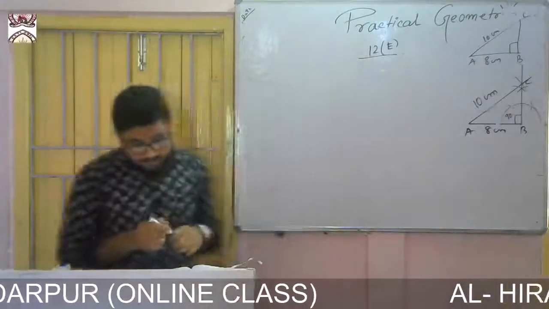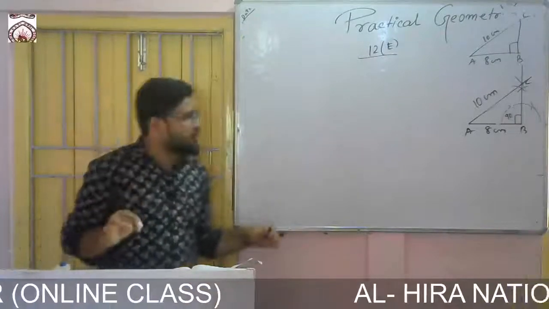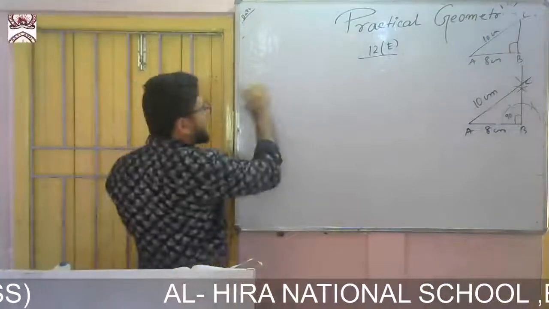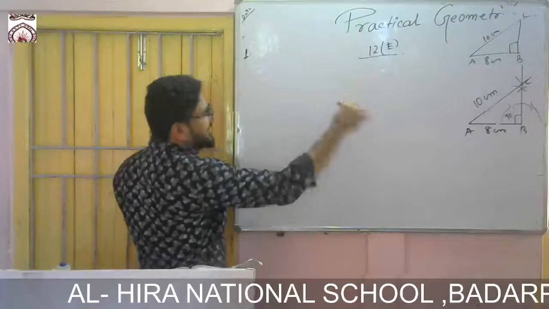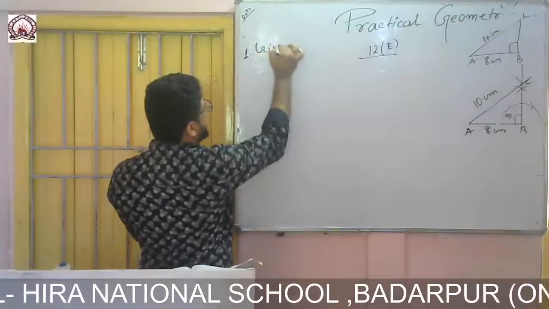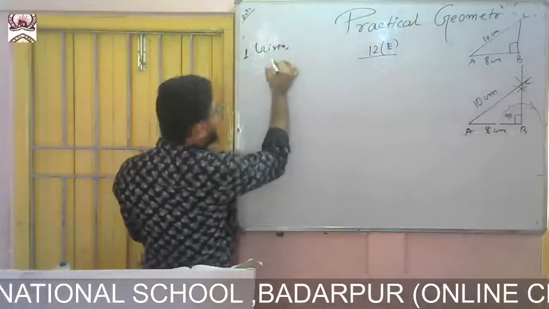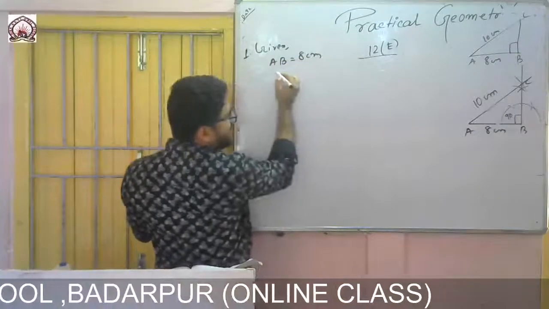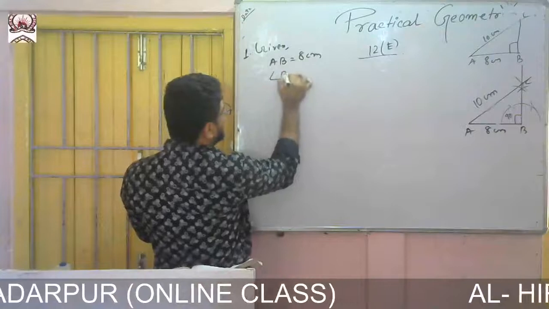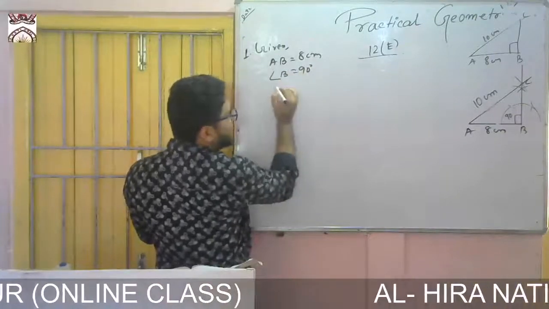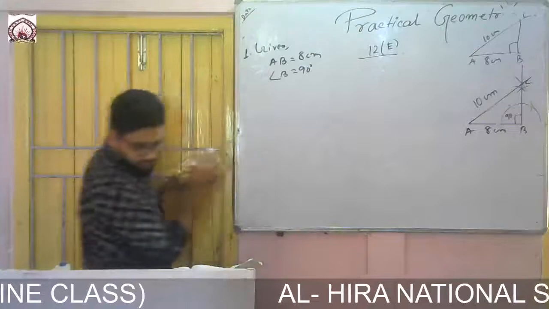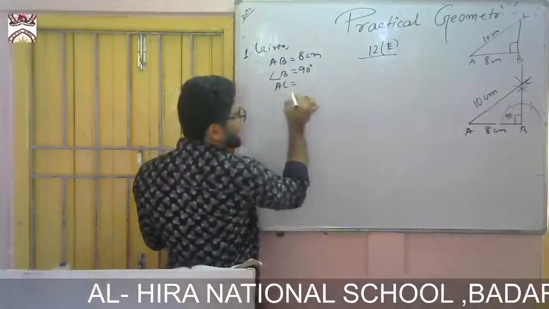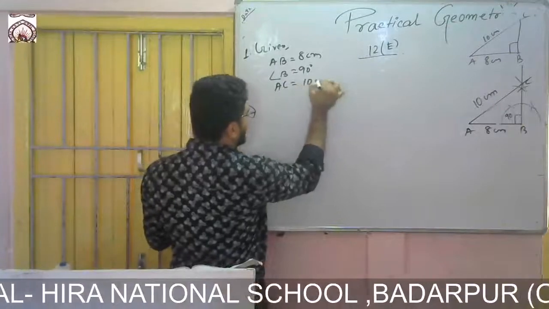So write. Draw a line segment AB equals to 8 centimeter. So steps of construction. First you write given and everything. Let me write once again. Given AB equals to 8 centimeter, and angle B equals to 90 degree, right angle at B, and AC equals to 10 centimeter.